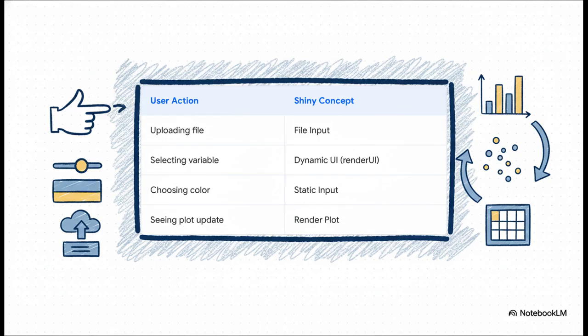Now let's connect those actions back to the concepts we've learned. Uploading the file, that uses a file input control. Selecting a variable from that file, that's our dynamic UI, where the interface is literally built on the fly based on the user's data. Choosing a color is a simple static control. And seeing the plot update, that's a render plot function, which is just a reactive instruction that says, hey, redraw this plot whenever any of the inputs change.